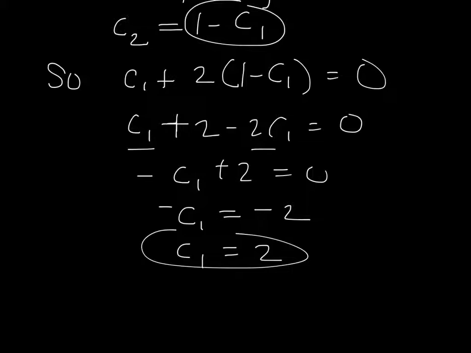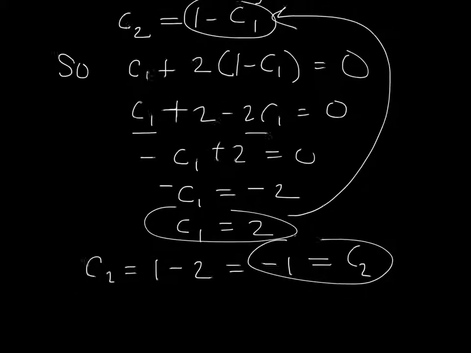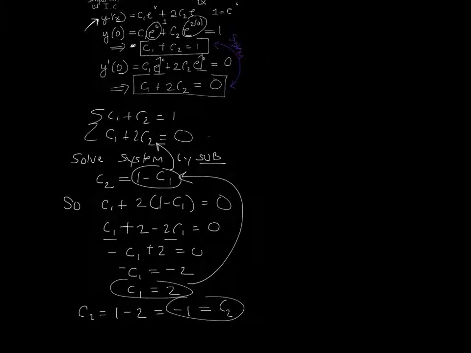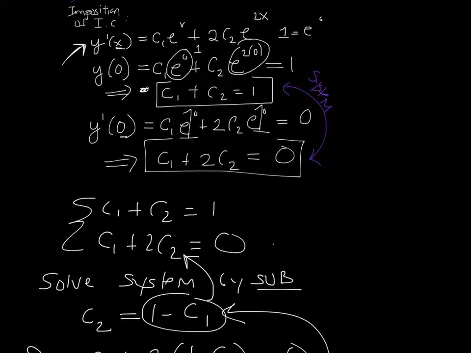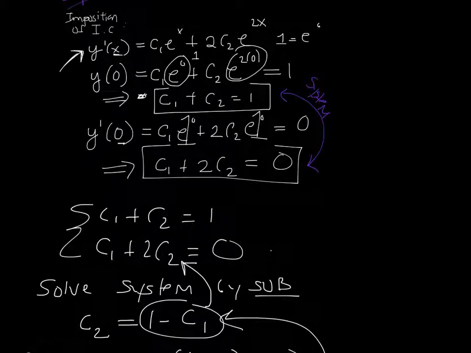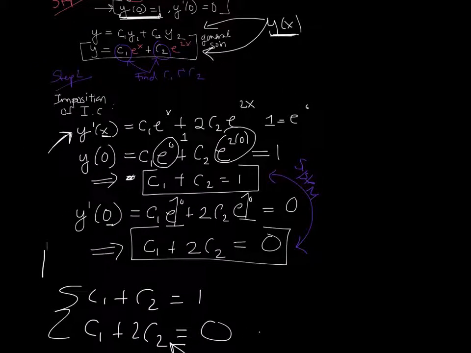And I can definitely find C2 because I can just insert it back. And I get C2 is equal to 1 minus 2, which is negative 1. Okay, so that's my C2. So I'm ready to write my y particular, and just going back to my original, where was my original? Okay, so it's right here, way up here.